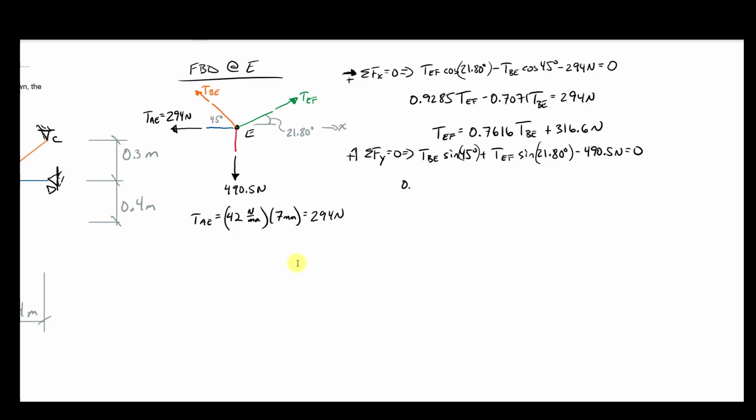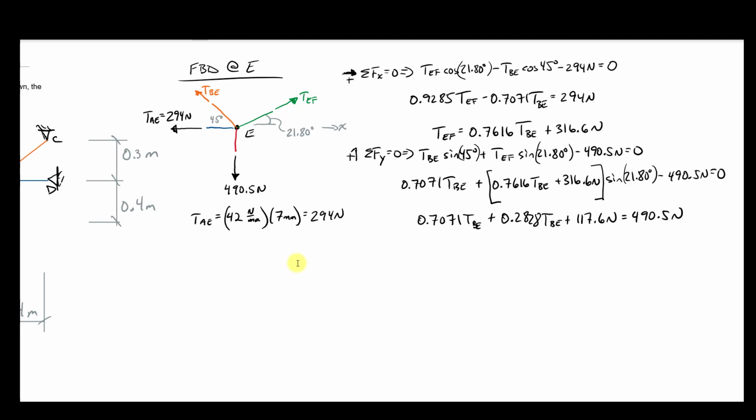Okay, so now I have 0.7071 times TBE plus now TEF, my equation from above, 0.7616 TBE plus 316.6 newtons, times the sine of 21.80 degrees, minus 490.5 newtons equal to 0. And doing more work, I get that. Collecting terms, I have that. And solving for TBE, I get my first answer, 376.7 newtons.